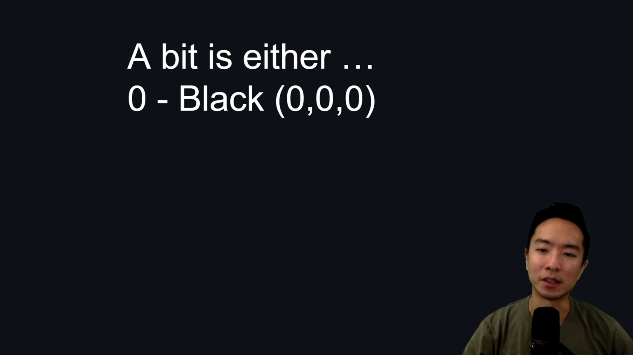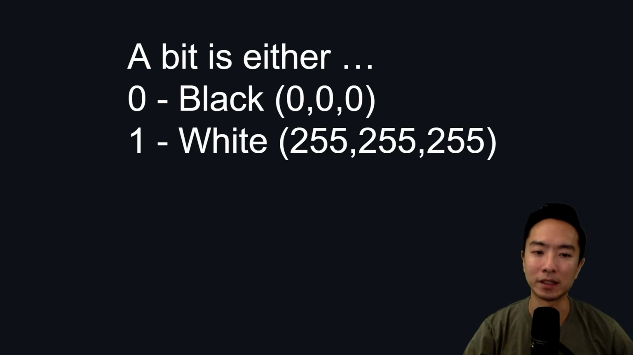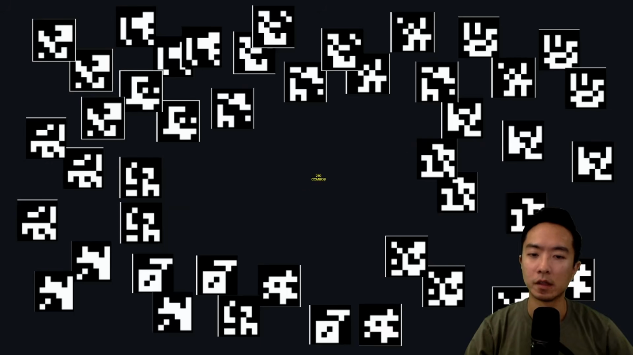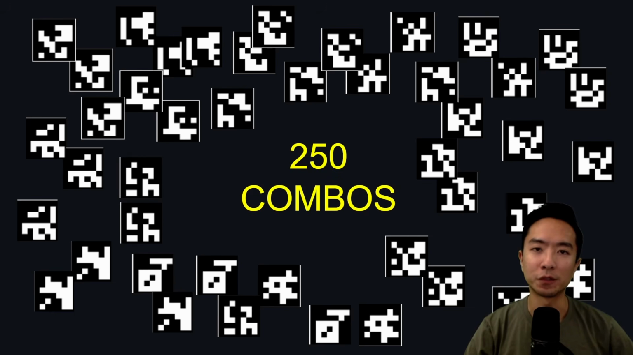So a bit is either 0, which is black, or 000 in RGB, or it's 1, which is white, or all 255s. So if we take a look at this, this is a 0 bit, and then this is a 1 bit. So that's how you could choose the combination of zeros and ones inside your 36 squares that we saw earlier. So we have a total of 250 combinations.